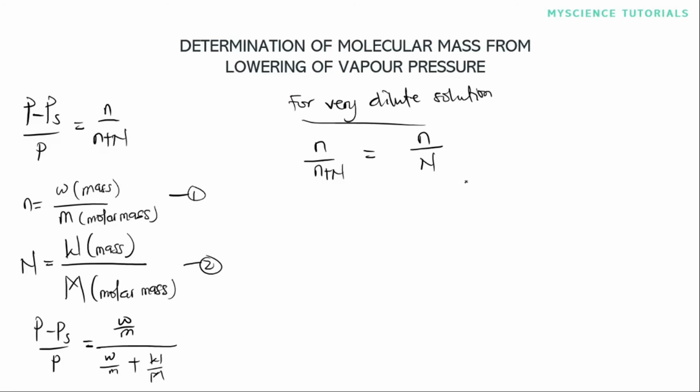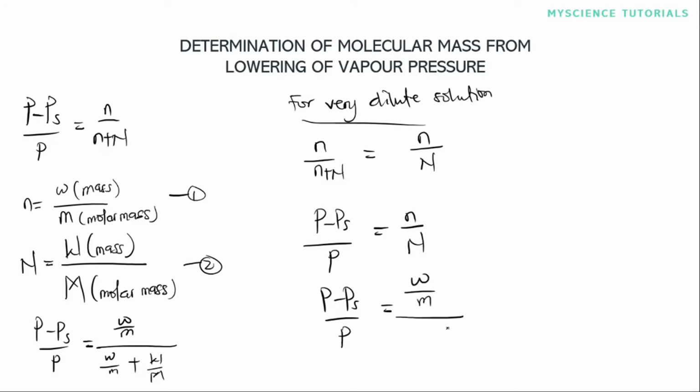So if the question is asking you to find the molar mass for a very dilute solution, we need to replace this part of the formula by small n over capital N. That means our P minus PS on P becomes small n over capital N, which is equal to small w over small m, over capital W over capital M. If we resolve this, we get P minus PS on P becomes small w multiplied by capital M on small m multiplied by capital W. So this is the formula that we use for very dilute solutions.